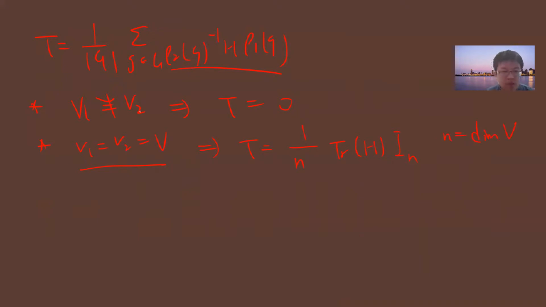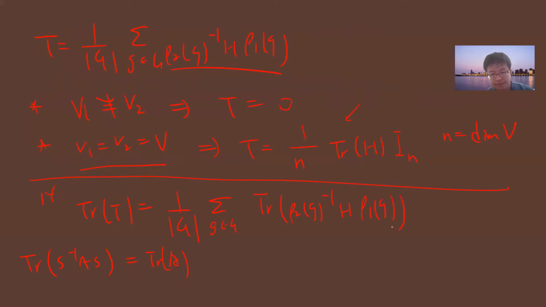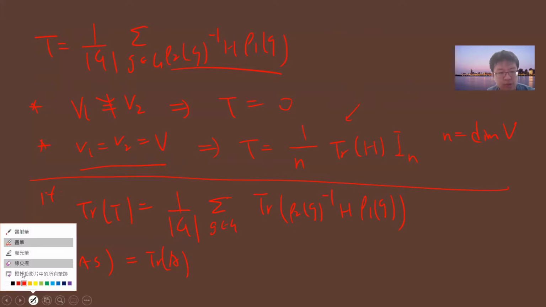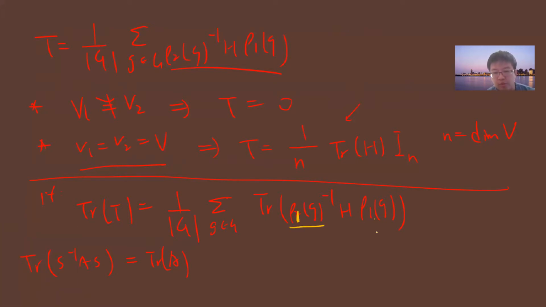Okay. I think this is trivial, and how about this? So, a quick proof. Notice we just take the trace of T. I think everyone knows from linear algebra that the trace of S inverse A S will be the trace of A. So you just take the trace of this. Now these are all the same, so in this case rho 2 is just rho 1, so these two will cancel by this lemma.